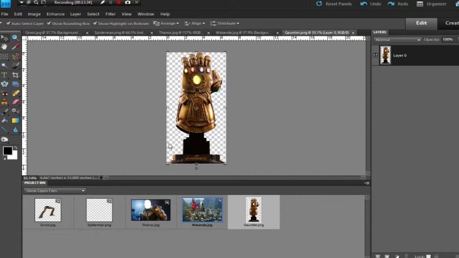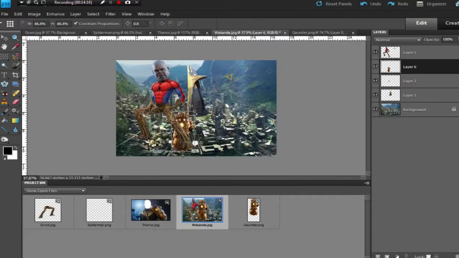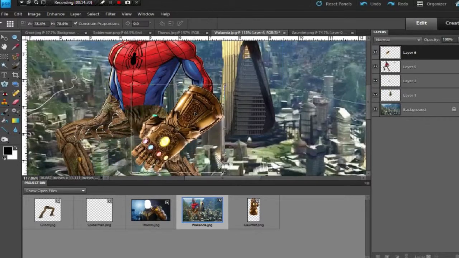And then I had to, of course, get the Infinity Gauntlet. So I just took that up, cropped it out terribly, and then I put it onto his arm. It's really big compared to him, but you know what?